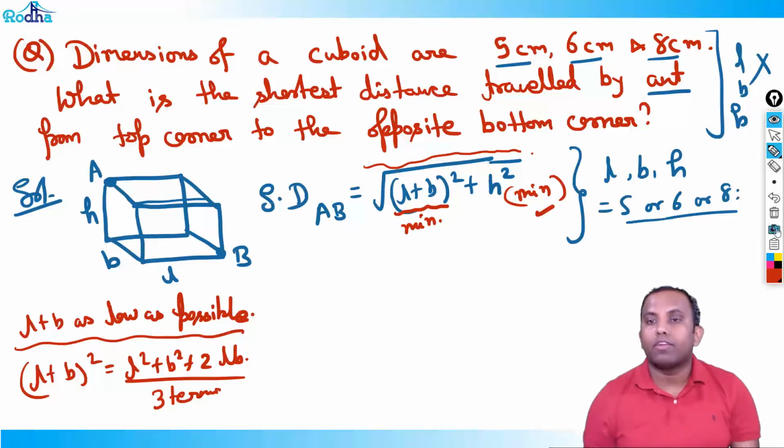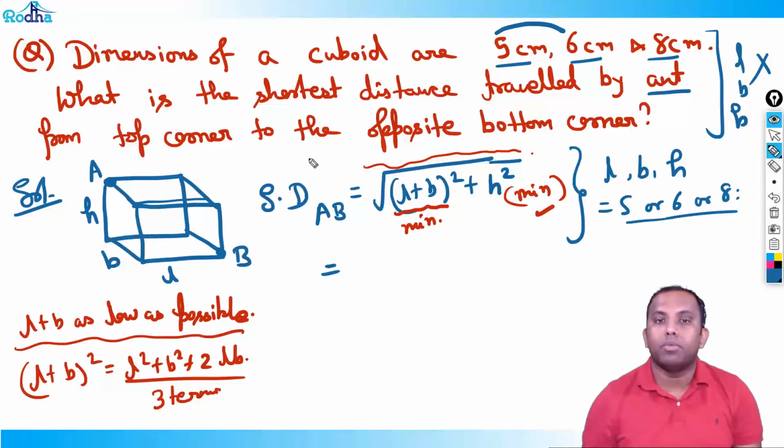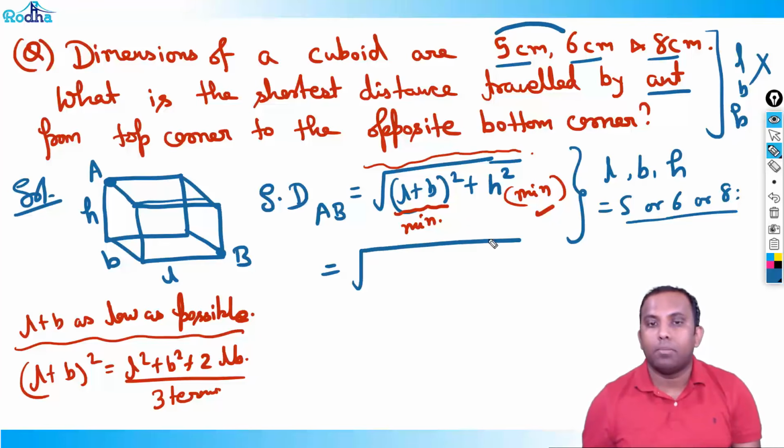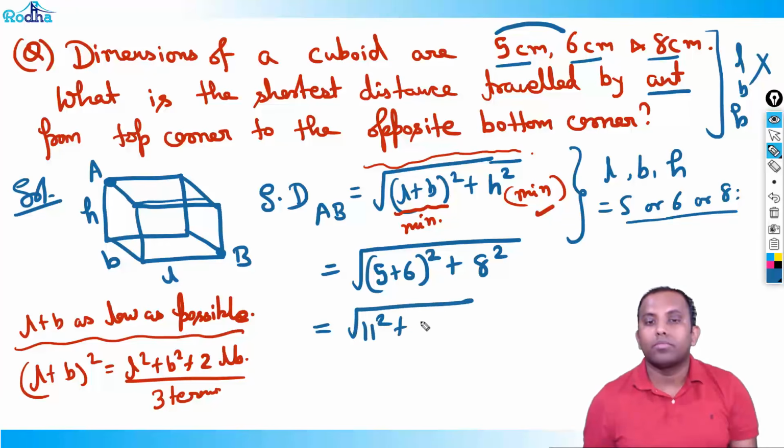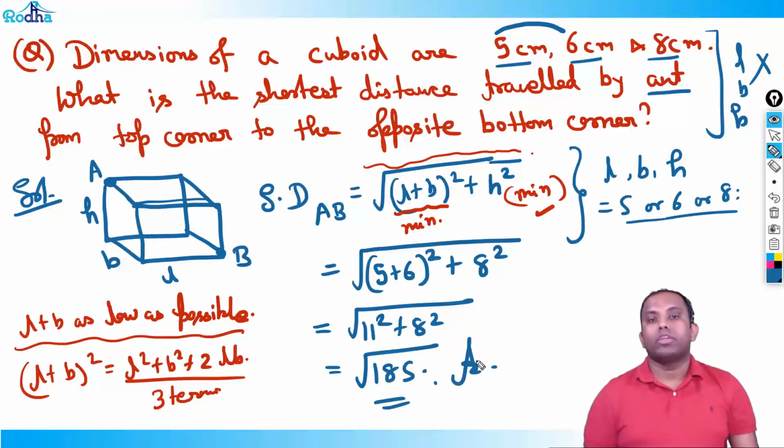So that's why we will directly give the values 5 and 6. Out of 5, 6 and 8, since I have to minimize L plus B, I'll give L plus B as 5 plus 6 whole square, and I'll give H as 8 automatically. H will get 8 because L plus B has to be as minimum as possible. Okay, so what is the answer? The answer is root under 11 square plus 8 square, that is root under 185. That's the answer for this question. Very nice question. The shortest distance AB is root 185.